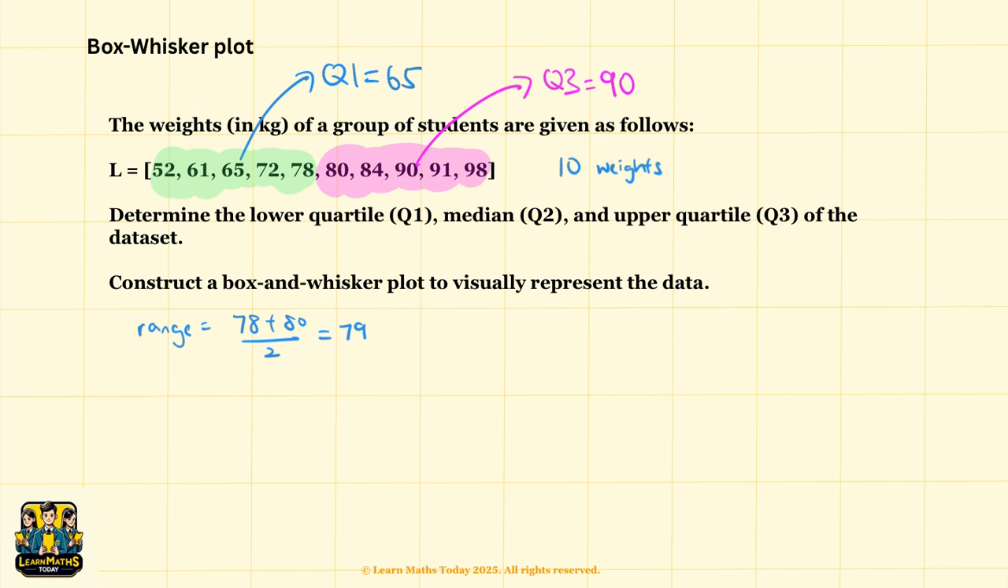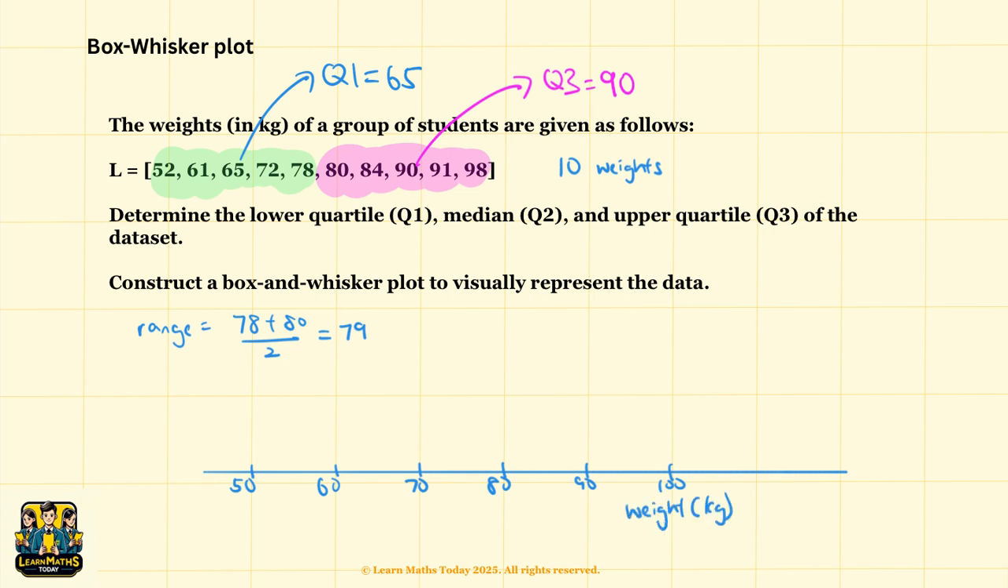Using this information, let's construct the box and whisker plot. We know that the lowest weight of a person is 52 and the highest is 98. So we can imagine the x-axis representing the weight of the students in kg. The lowest point could be 50 and the highest point could be 100. So let's draw our x-axis, 50 to 100.